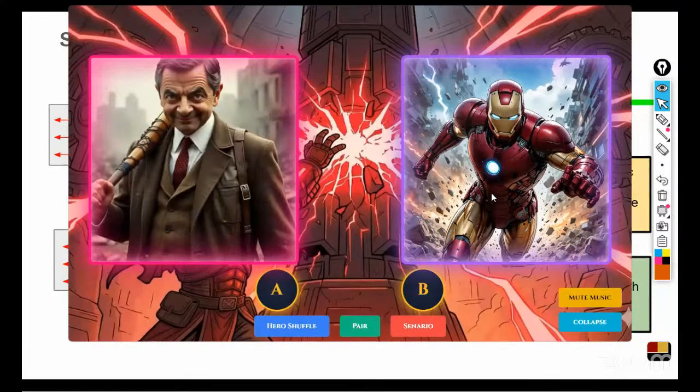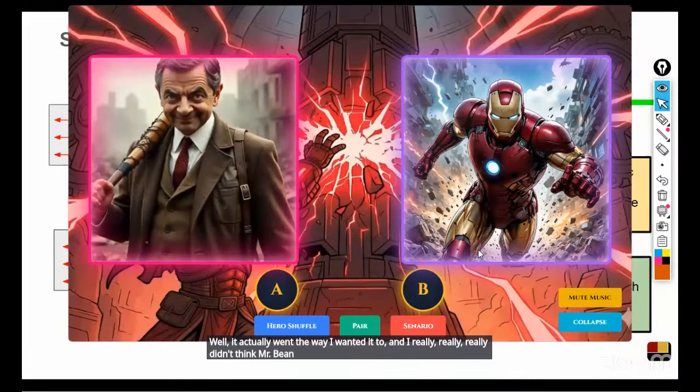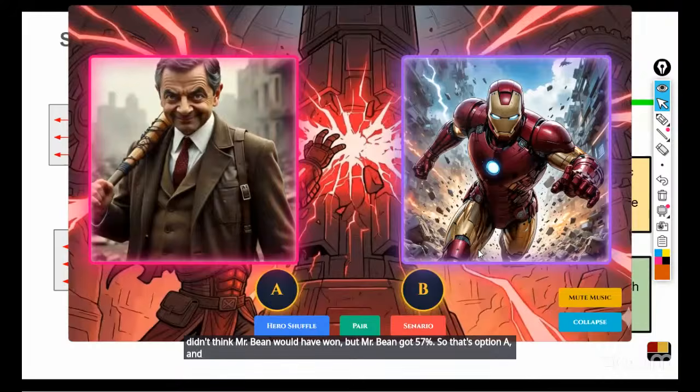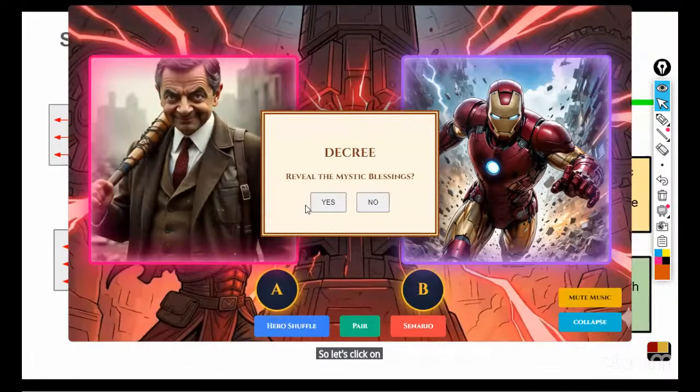All right, let's end the polls here. Well, it actually went the way I wanted it to. I really didn't think Mr. Bean would have won. But Mr. Bean got 57%, so that's option A, and Iron Man wasn't far behind with 43%. So let's see what points are associated with Mr. Bean. Let's click on A. Keep your eyes to the top of Mr. Bean.